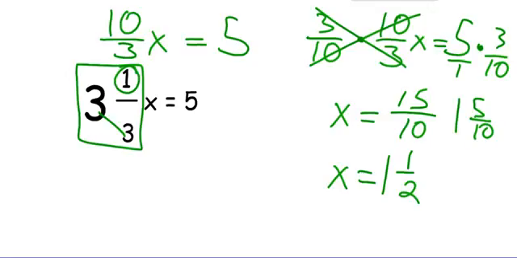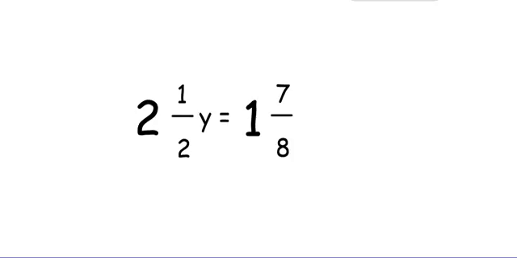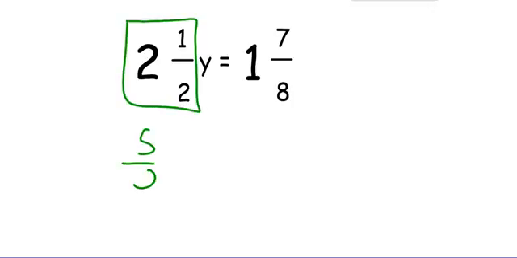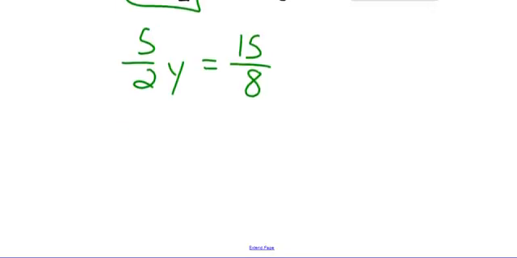Let's move on and try another problem together. Here we have two mixed numbers, and because we have two mixed numbers, once again we're going to go ahead and turn them both into improper fractions. And so our new problem becomes 5/2 y, and y is just a variable. The letter doesn't really matter. And then of course we have 15/8.